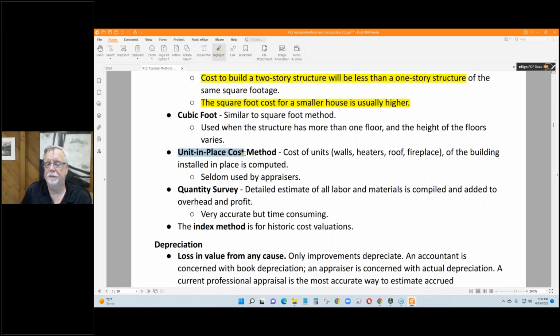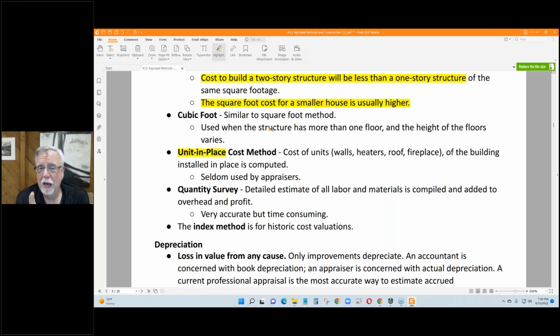Unit in place. So our contractor said, oh, $300 a square foot. Oh, Bill, I could build you a building like that. Is it possible that our contractor could be off a little? Is that possible? That the contractor's $300 a square foot could be off just a teensy bit, maybe. It could be off a lot.